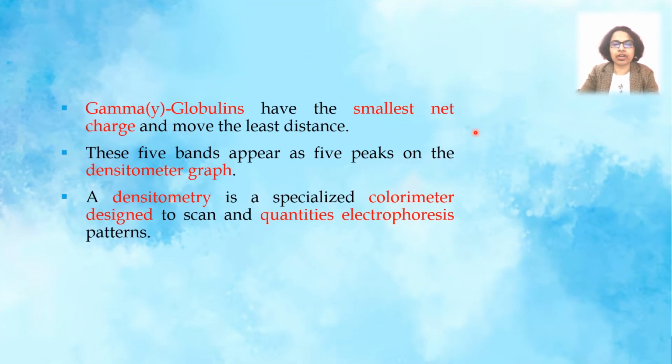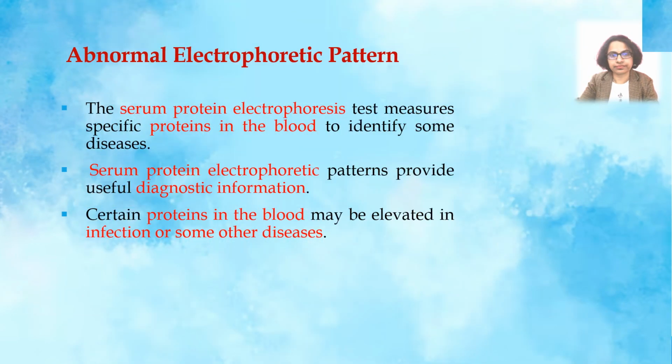Gamma globulin has the smallest net charge and moves the least distance. These 5 bands appear as 5 peaks on the densitometer graph. A densitometer is a specialized colorimeter designed to scan and quantify the electrophoresis pattern. So we can identify abnormal electrophoretic patterns.